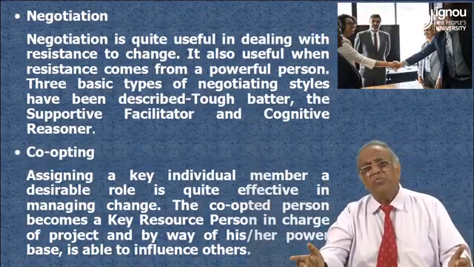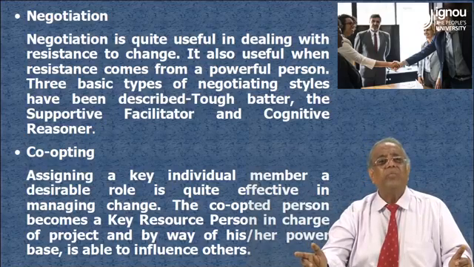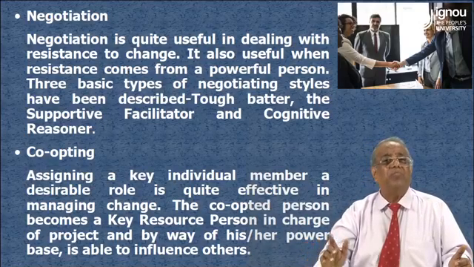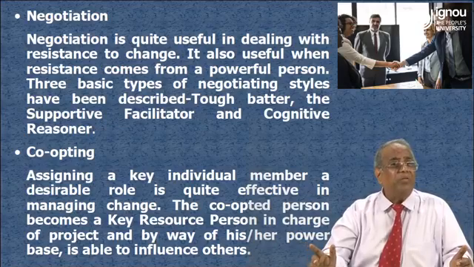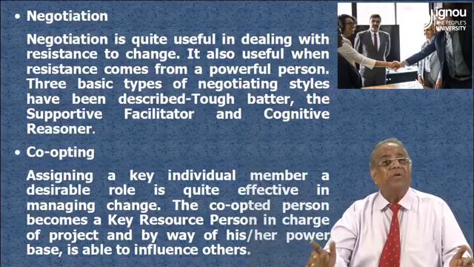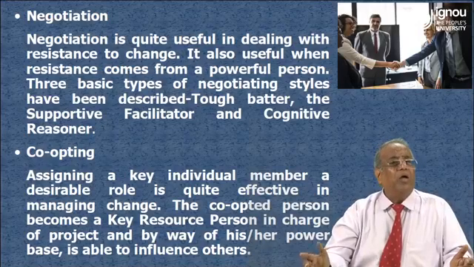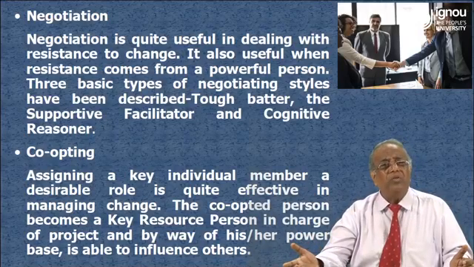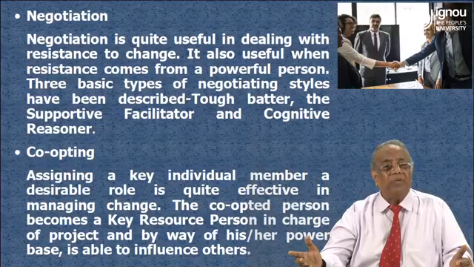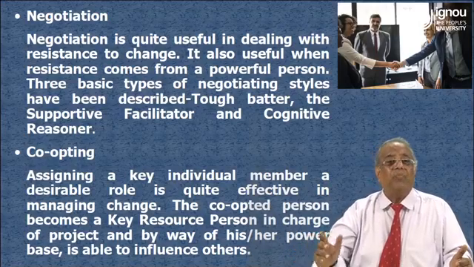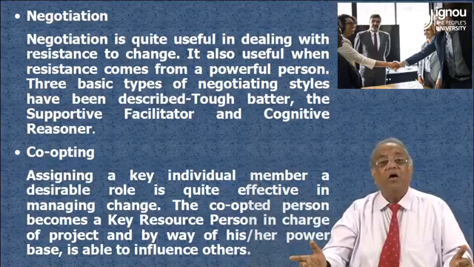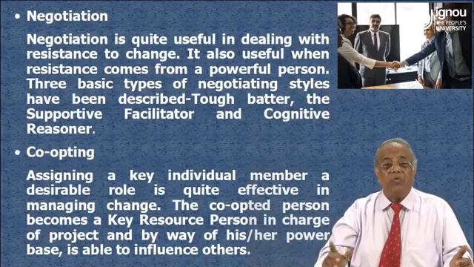Negotiation is quite useful in dealing with resistance to change. It is also useful when resistance comes from a powerful person. Three basic types of negotiating styles have been described, that is tough bargainer, the supportive facilitator and cognitive reasoner. Assigning a key individual member a desirable role is quite effective in managing change. We call it co-opting. The co-opted person becomes a key resource person in the change project, and by way of his or her power base is able to influence others.